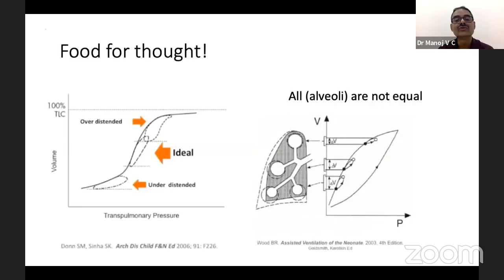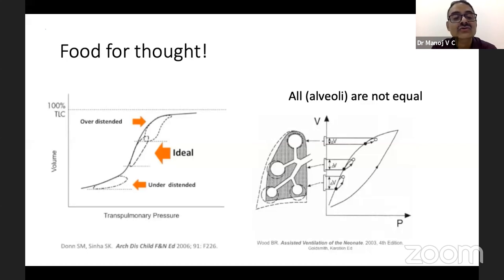Now, before we go on to the next one, I want to impress this point upon all of you. We don't live in a perfect world, and all alveoli are not equal. The compliance of some of the well-distended alveoli is different from the other alveoli, and most of the disease conditions are heterogeneous lung diseases like pneumonia and things like that. So if you have a heterogeneous lung disease, it's a challenging task to ventilate.